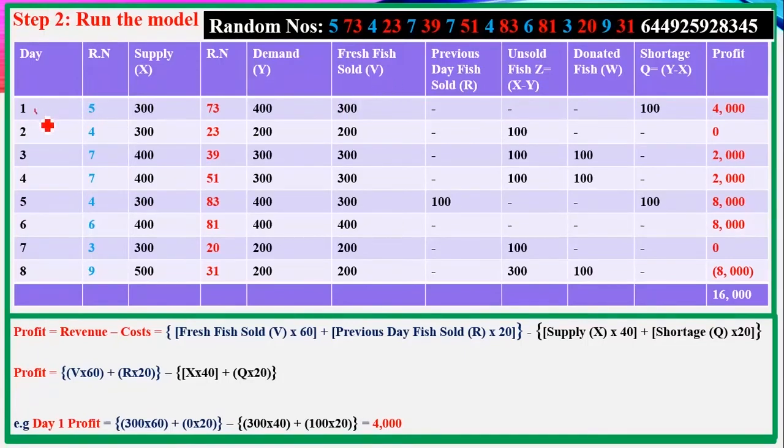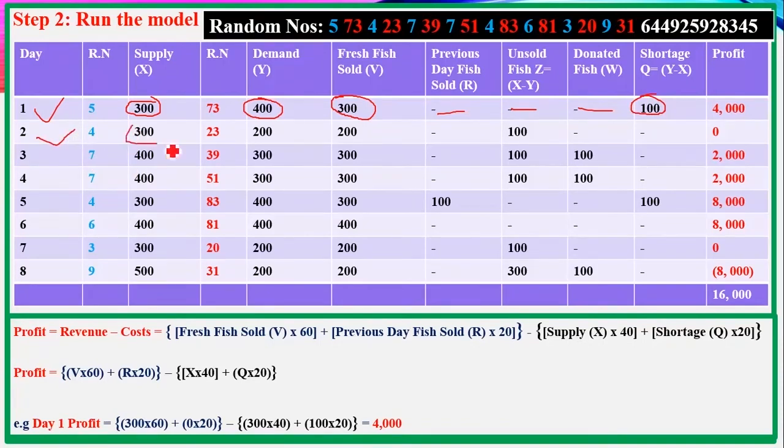Let's start with day 1. Day 1, the supply is 300. Then the demand is 400. What does that mean? If the supply is 300 and these people are demanding 400, meaning the demand is more than the supply, right? And that means they are going to sell everything that they have. So the fresh fish, all of them will be sold. That's why we have fresh fish sold as 300. Then we don't have any previous day, we don't have any unsold, we don't have any donated, but we have a shortage because the demand is higher than the supply. Therefore, we're going to have a shortage of what? 100, right?